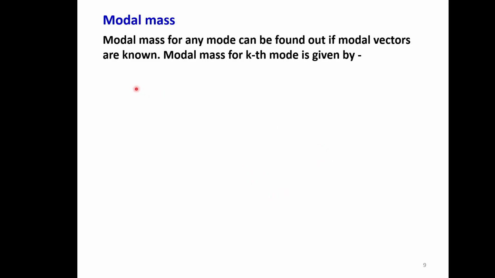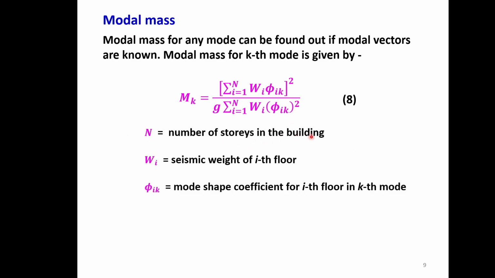The modal mass can be obtained by the modal analysis. If we take any mode, earlier we had taken the rth mode, let us take the kth mode, which is very common in different codes. So the modal mass for the kth mode, Mk, is given by this expression: summation of Wi phi ik whole thing squared, divided by g into summation of Wi phi ik squared. What are the parameters? n is the number of stories in the building, Wi is the seismic weight of the ith floor, phi ik is the mode shape coefficient for the ith floor in the kth mode.